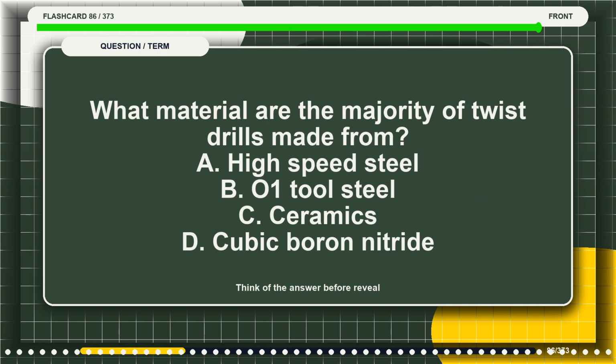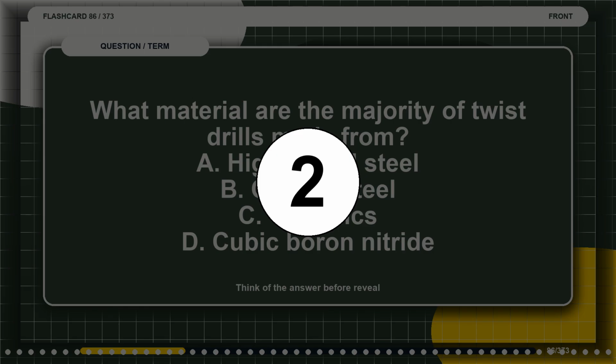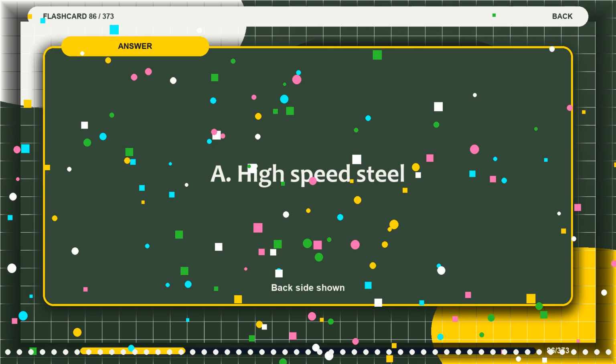Flashcard 86. What material are the majority of twist drills made from? A. High-speed steel B. O1 tool steel C. Ceramics D. Cubic boron nitride. Think of the answer before the reveal. The answer is A. High-speed steel.